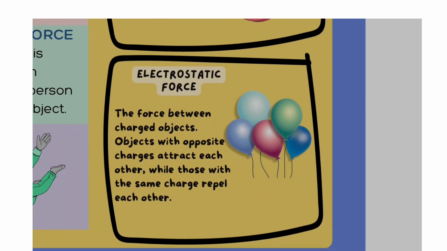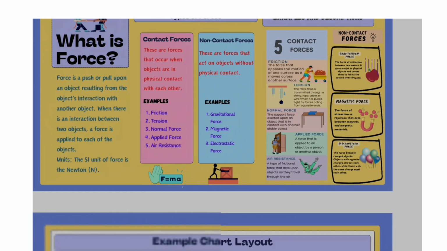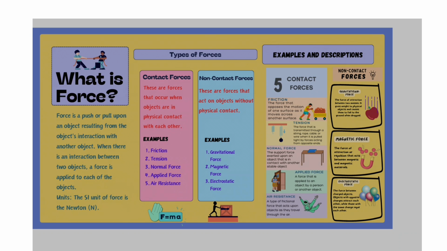Electrostatic force. Description. Electrostatic force is the force between charged objects. Objects with opposite charges attract each other, while objects with the same charge repel each other. Example. The attraction between a balloon rubbed on hair and small pieces of paper. This explanation provides a detailed understanding of forces and their types, with clear definitions and relevant examples for each type.